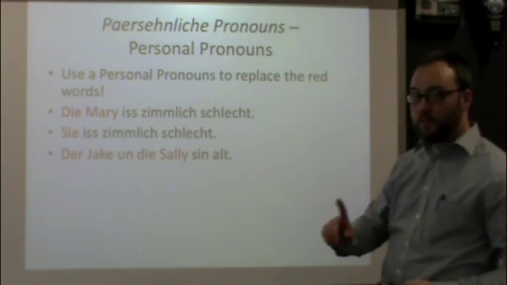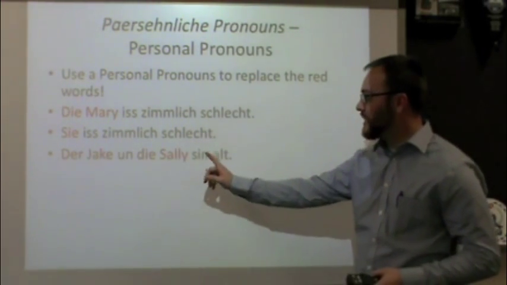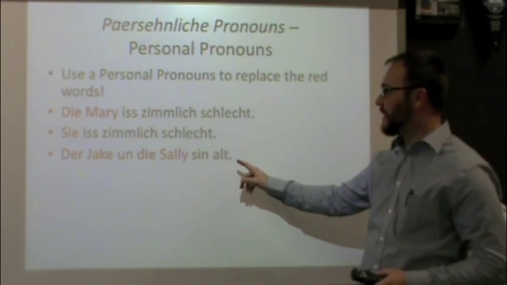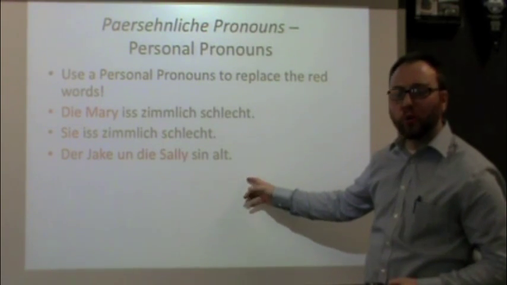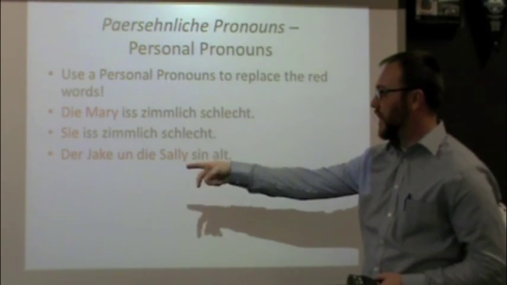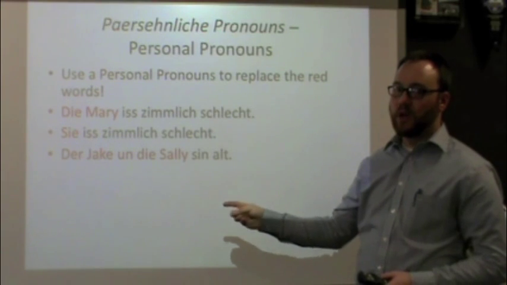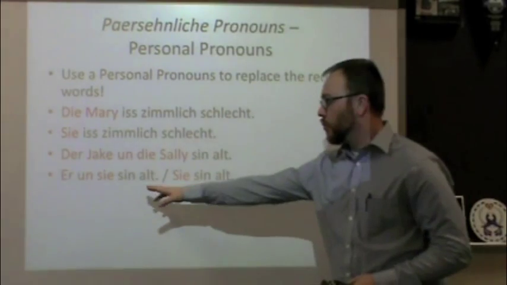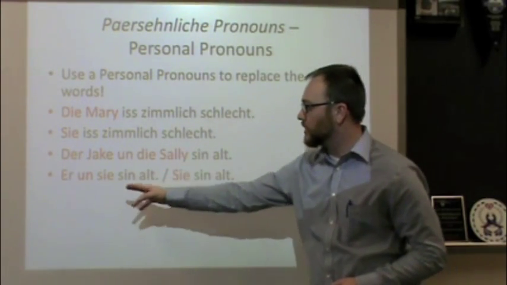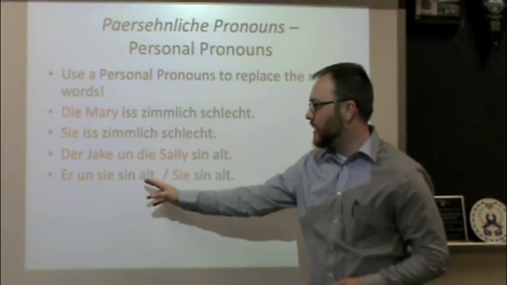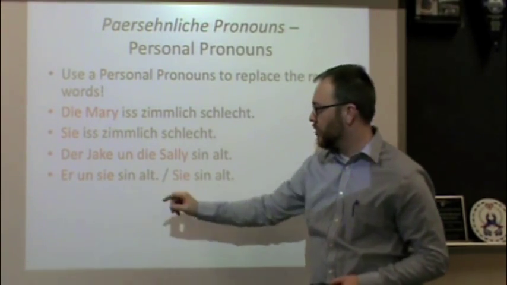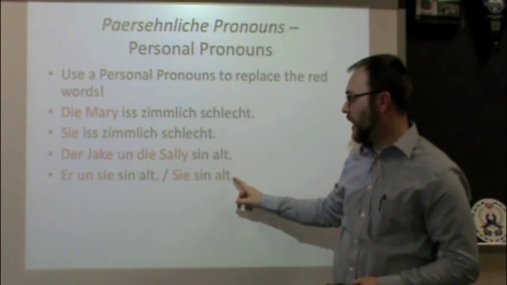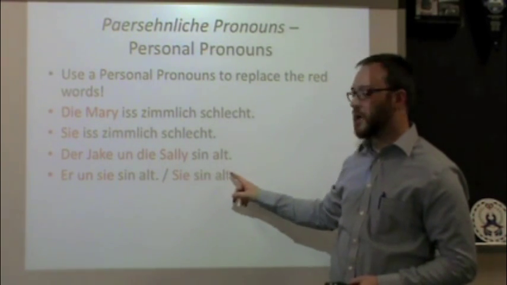What about this sentence? Be careful. Der Jake und die Sally sind alt. Jake and Sally are old. We want to replace both Jake and Sally. Okay? Now we could do this two different ways. One way would be literally saying he and she are old. Er und sie sind alt. Er und sie. Those are personal pronouns. We could also say they, because it's two people. Sie sind alt.